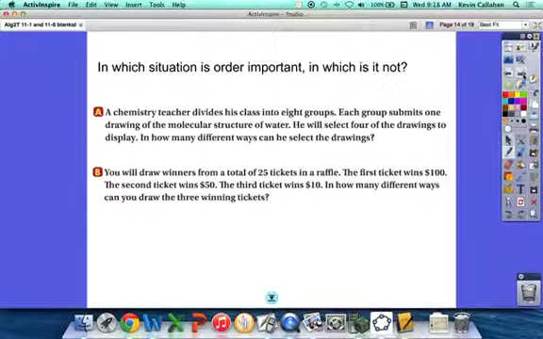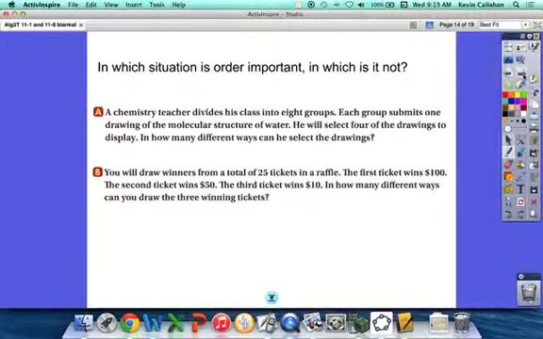The first one says, a chemistry teacher divides his class into 8 groups. Each group submits 1 drawing of the molecular structure of water. He will select 4 of the drawings to display. How many different ways can he select the drawings? The next one, you will draw winners from a total of 25 tickets in a raffle. The first ticket wins 100, the second wins 50, the third wins 10. How many different ways can you draw?